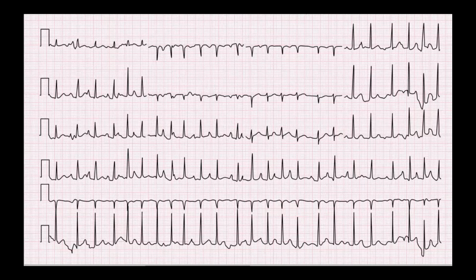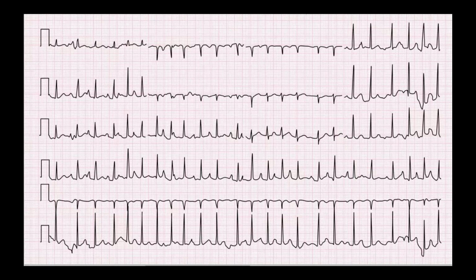It is a narrow complex tachycardia. Narrow complex, irregular. The rate is about 170. There is no obvious P wave. Most likely the diagnosis is atrial fibrillation. Atrial fibrillation. Okay, sure, there is no P wave if you look. No obvious P wave.